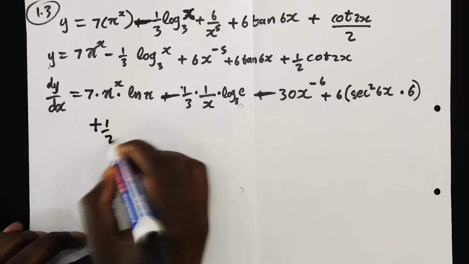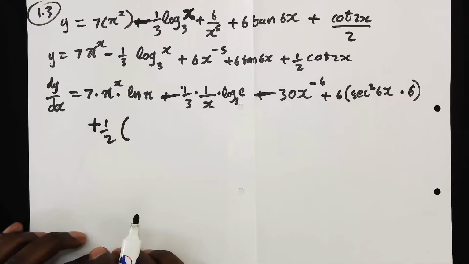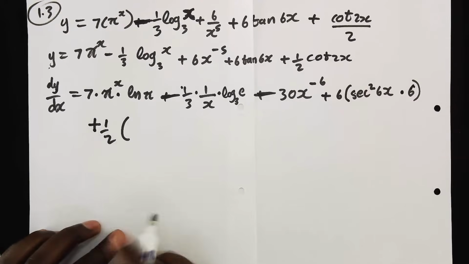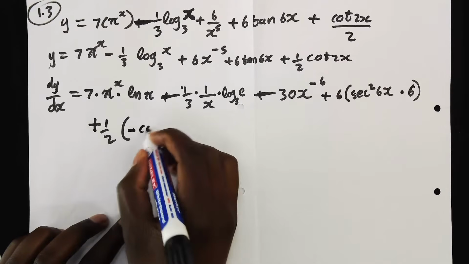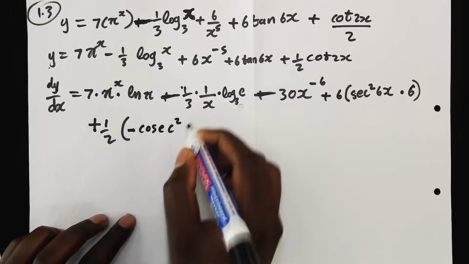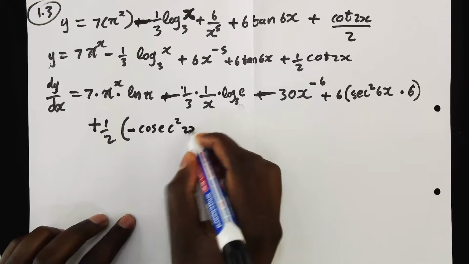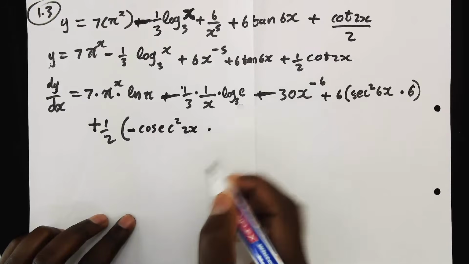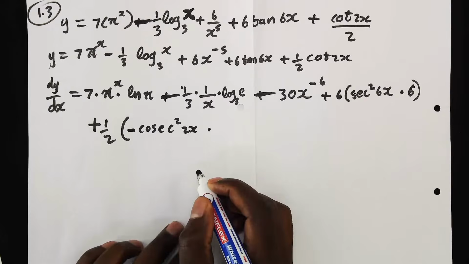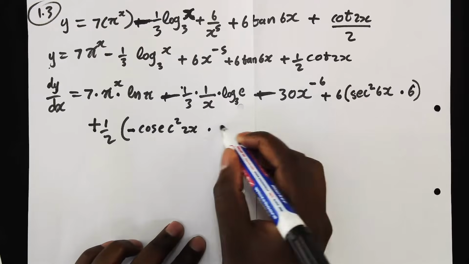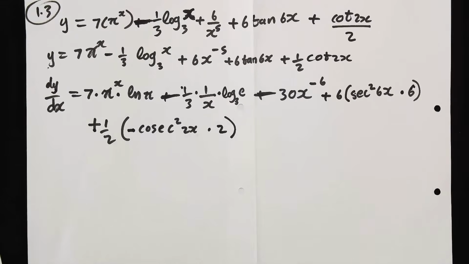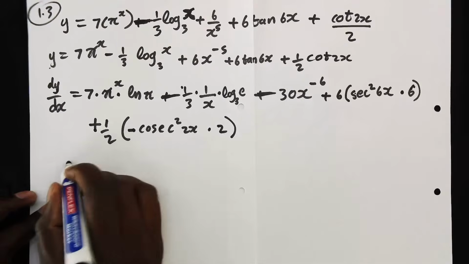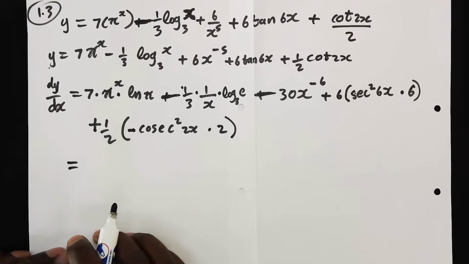So we're going to have half multiplying the derivative of cot 2x. Derivative of cot 2x is negative cosec squared of the same angle. Please don't forget to multiply by the derivative of the angle. Derivative of 2x is 2. We're done derivating. So derivative of a constant is 0. We didn't have a constant. So what we're left with is to simplify.